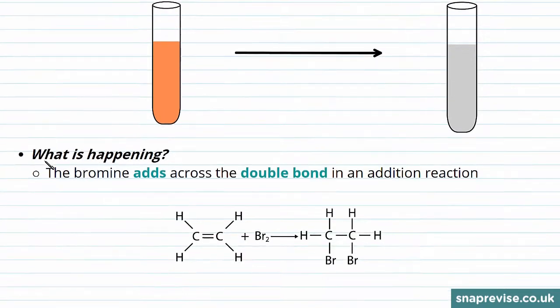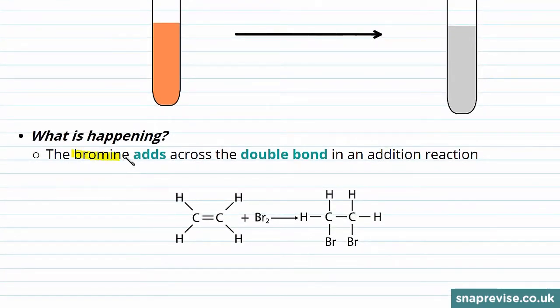And what's actually happening is that a molecule of bromine adds across the double bond present in our unsaturated hydrocarbon in an addition reaction. And you can see that happening here. We have a molecule of ethene with our double bond forming 1,2-dibromoethane in an addition reaction.